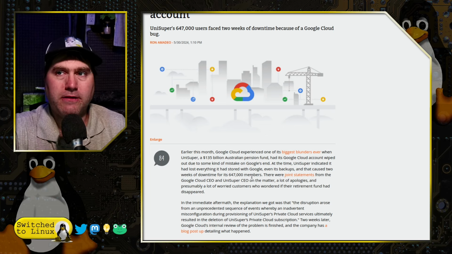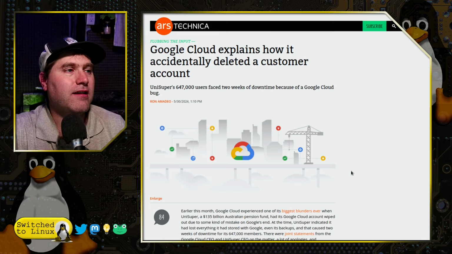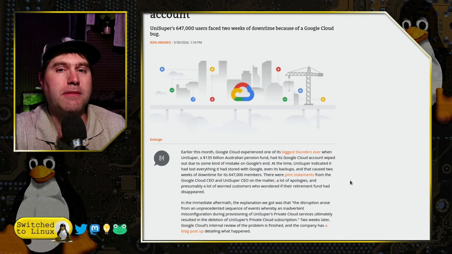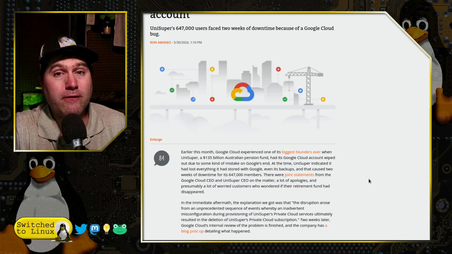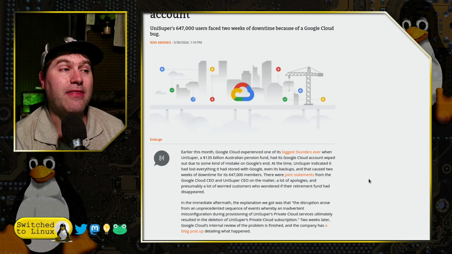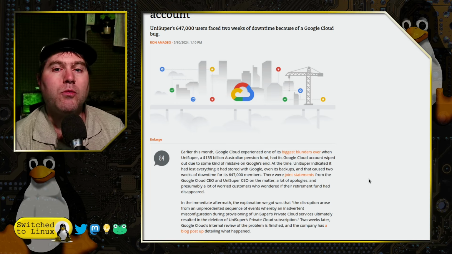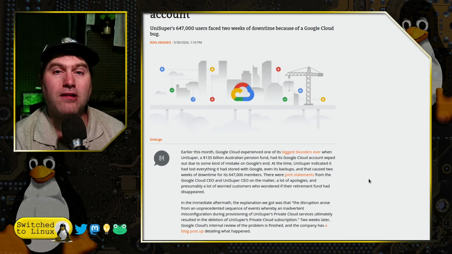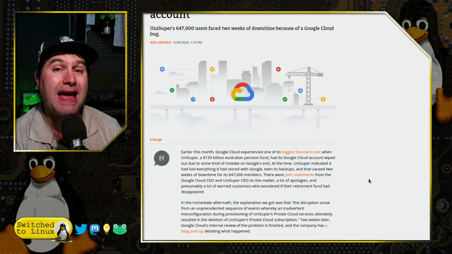So a pension fund goes out. 647,000 people were possibly without any information about their pensions, maybe, depending on when it is, without money from pensions or things like that. This is a huge issue, which didn't have anything to do with the company, except that the company placed all of its eggs in Google's basket.